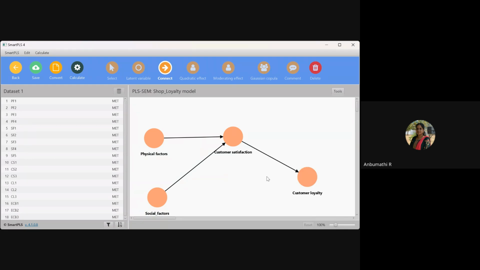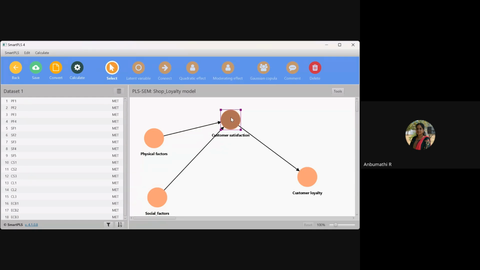Now, according to the model we have made, the physical factors have an impact on customer satisfaction. The social factors have an impact on customer satisfaction, while customer satisfaction has an impact on customer loyalty. Right? Yes. But ma'am, there could be a hypothesis which connects the physical factors with a direct relationship to customer loyalty.